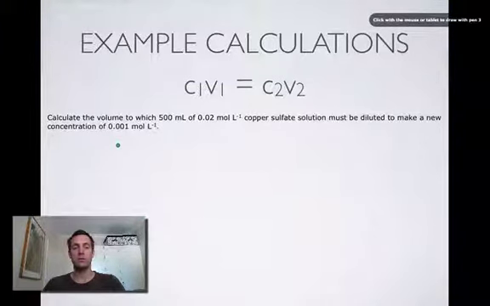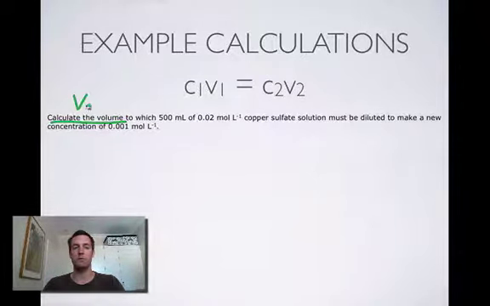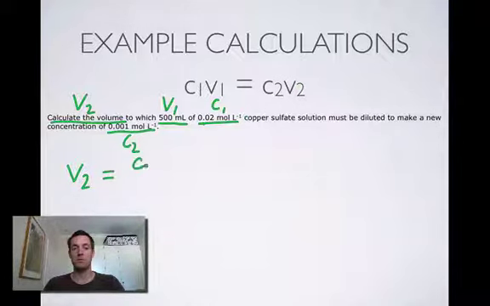This time we're not being asked to find the concentration, we're being asked to find a volume. The volume to which this must be diluted. So in other words, this is our new volume, V2. Okay, we're starting off with 500 mils, that's our original volume, and we're starting with a solution that has this concentration, so there's C1. Here's our new concentration, C2. What are we being asked to find again? That's V2. V2 is here. Divide both sides by C2.